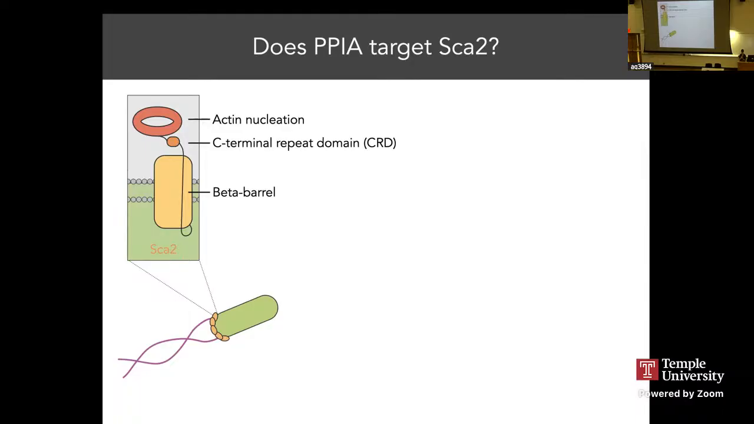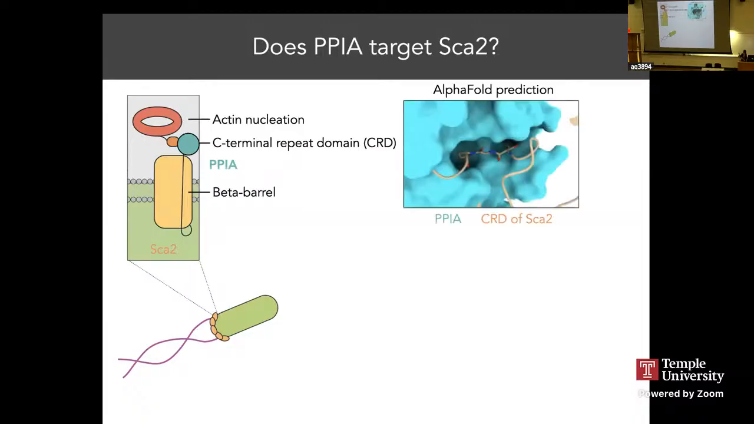And so he did what any good biologist does these days. He looked at AlphaFold to see if PPIA actually directly interacted with SCA2. And what he found was that it predicted a very specific interaction with this extracellular C-terminal repeat region. So nothing to do with the actin polymerization zone. It's specifically targeting the CRD region.